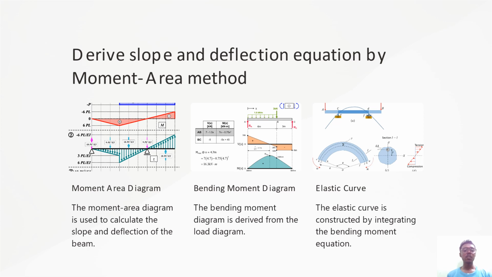The moment area diagram. The moment area diagram is used to calculate the slope and deflection of the beam. And the bending moment diagram. The bending moment diagram is derived from the load diagram as shown in the figure. The elastic curve. The elastic curve is constructed by integrating the bending moment equation as shown in the figure.